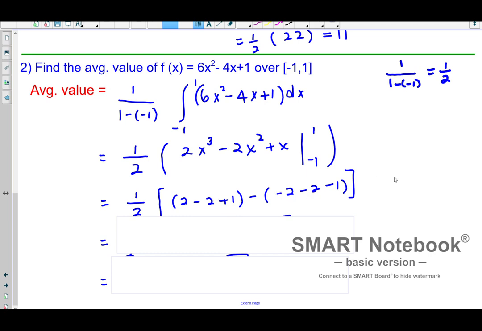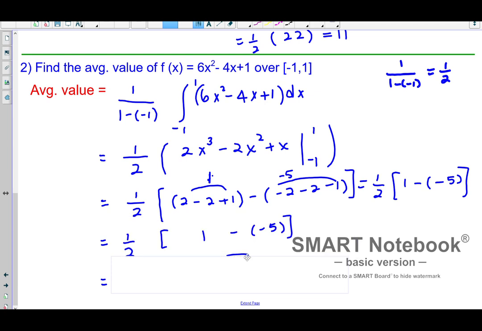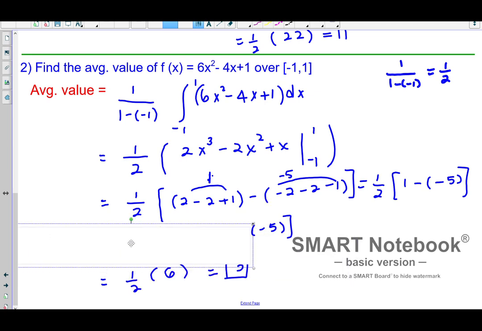There's a number of ways you can go about it. So for example, 2 minus 2 is 0, plus 1 is 1. So over here I have a 1. And then on the second set of parentheses, I have -2 minus 2 minus 1, that's minus 5. So what we really have right now is 1 over 2 times quantity 1 minus -5. So that's 1 over 2 times 1 plus 5, or 6. So our final answer appears to be 6 over 2, or 3.